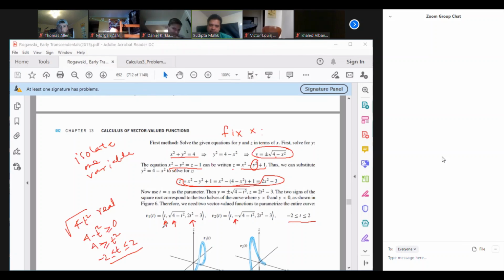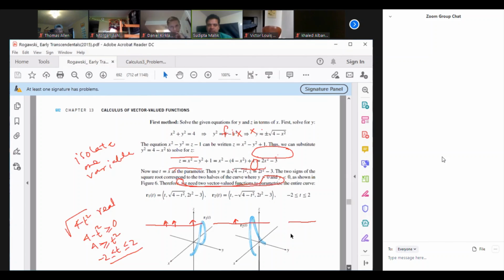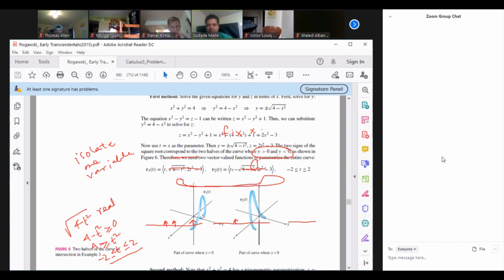Okay, so that means you get two curves, one given by R1, the other given by R2. If you draw it, you'll see that one part of the curve is R1, where y is positive. This is the positive side of the y-axis. And the other equation looks similar, just y is negative. So it's the other part of the curve, the negative side of the y-axis.